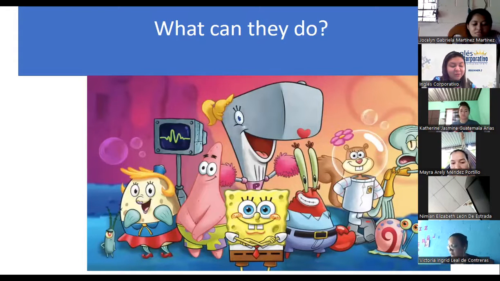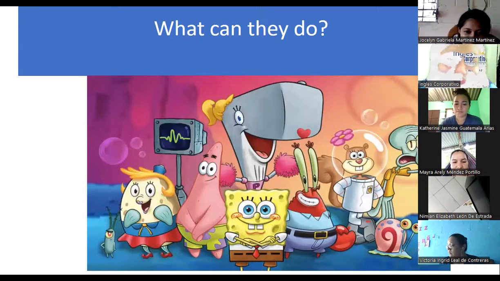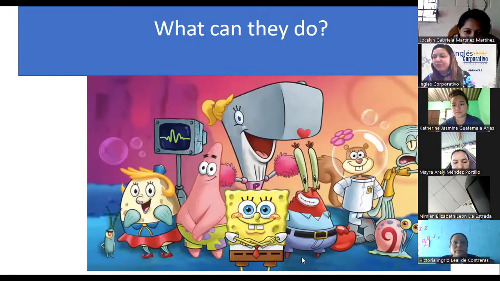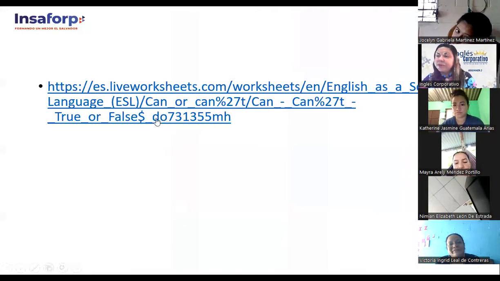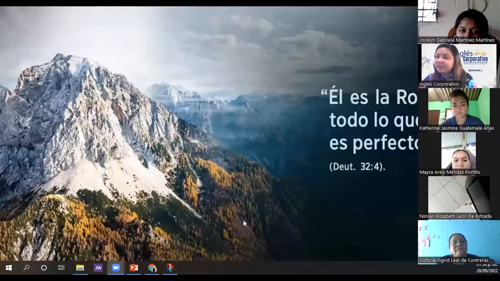And Plankton, what about Plankton? Plankton can steal the burger formula, right? Okay, steal or rob the burger formula. So that was just to review the use of can and can't. Now, we're going to work on some exercises before we finish the class, right?